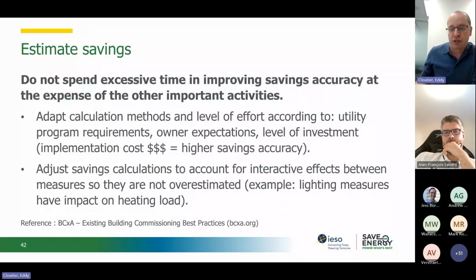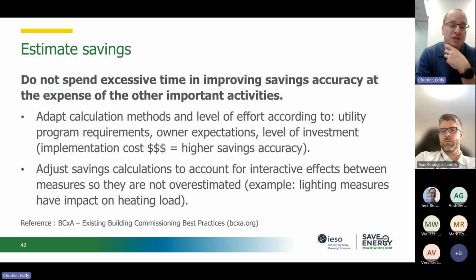The calculation should also take into account interactive effects in certain cases. For example, when we reduce the lighting schedule, or there could be a lot of other examples, on a system at the perimeter of a building in heating mode, this reduction in energy consumption for lighting will generate an additional heating load, which will place greater demands on the heating system. So this is an example where interactive effects must be taken into account.